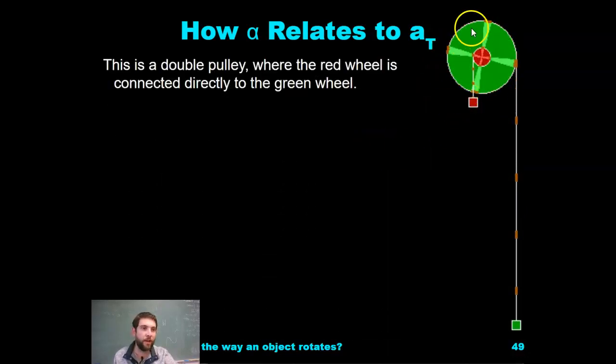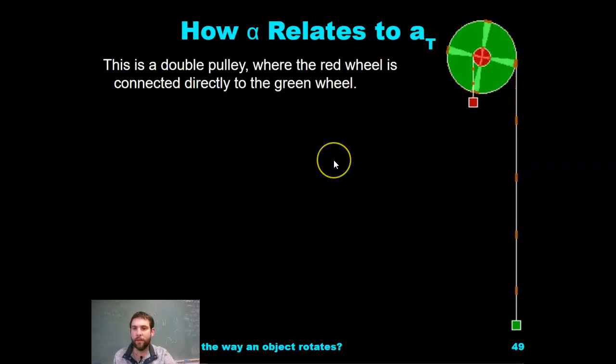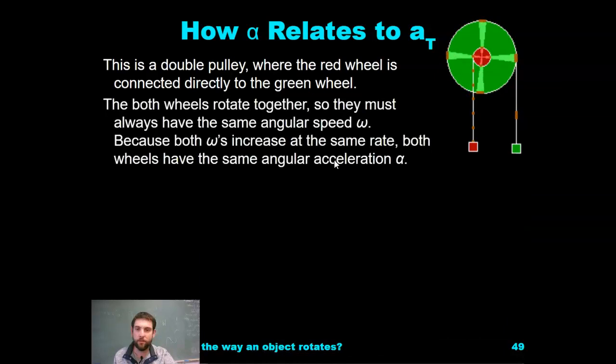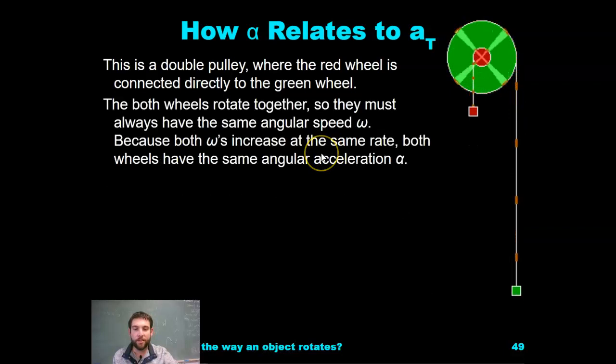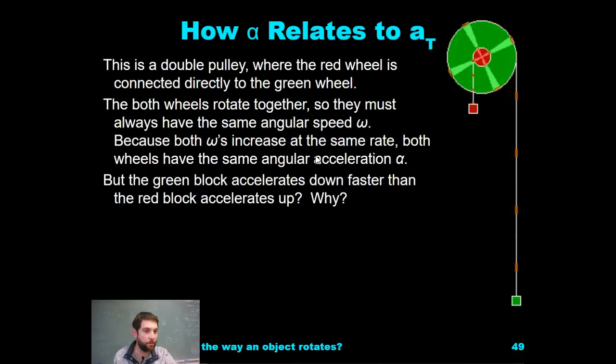Double pulley. So we have a larger pulley and we have a smaller pulley. The red wheel is connected directly to the green wheel. Both wheels rotate together, so they must always have the same angular speed omega. Because both omegas are increasing at the same rate, both wheels have the same angular acceleration. But the green block accelerates down faster than the red block accelerates up.